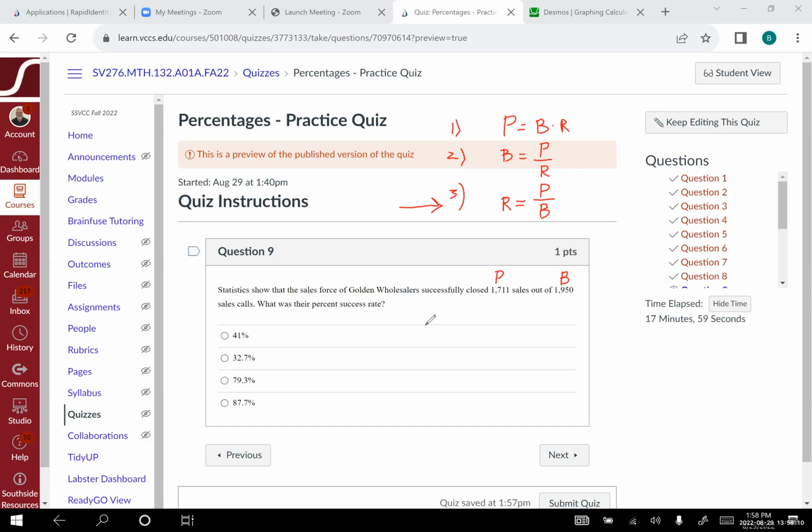So that's the part. So the rate equals 1711 divided by 1950. 0.877. So as a percent, we move our decimal and we get 87.7%. Right there.